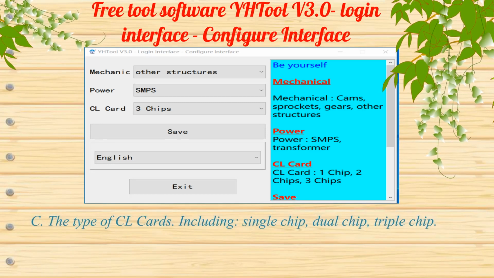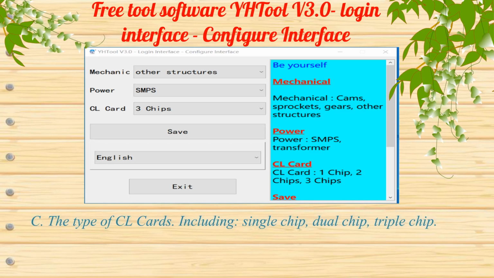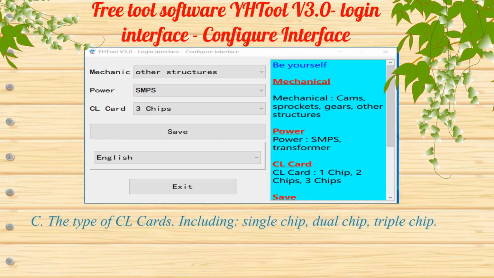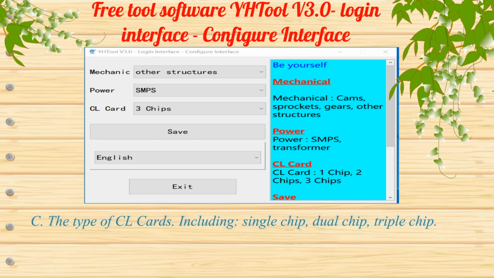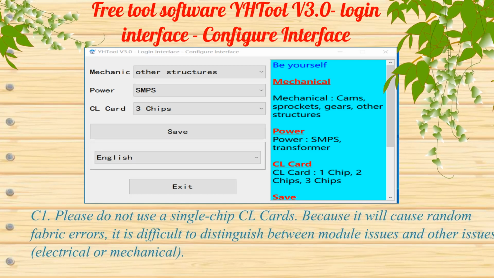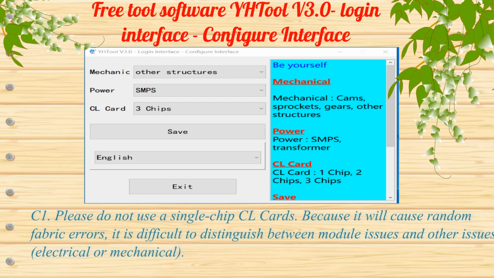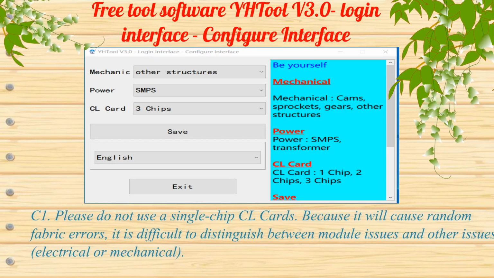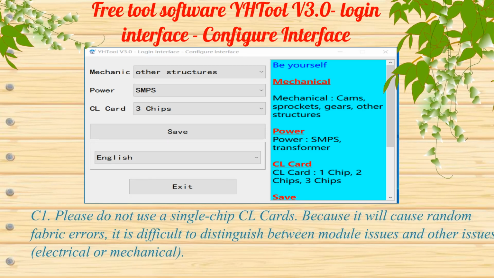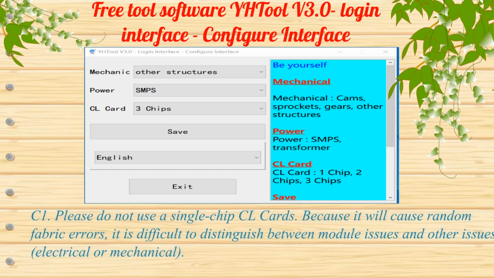C. The type of CL cards, including single chip, dual chip, triple chip. C1. Please do not use the single chip CL cards, because it will cause random fabric errors. It is difficult to distinguish between module issues and other issues, electrical or mechanical.